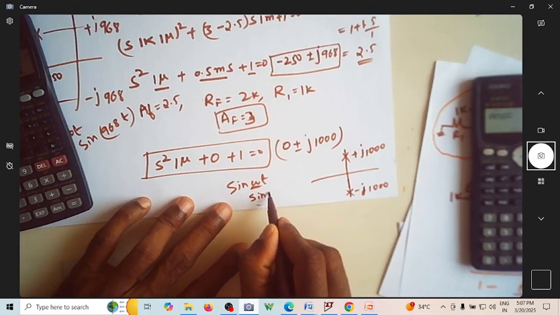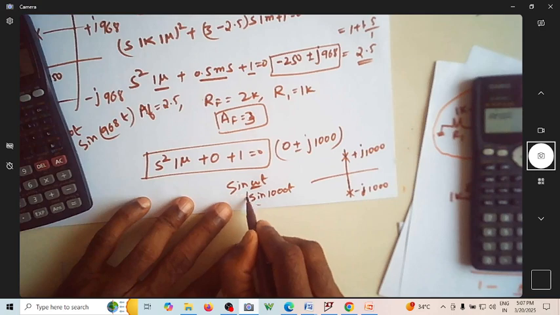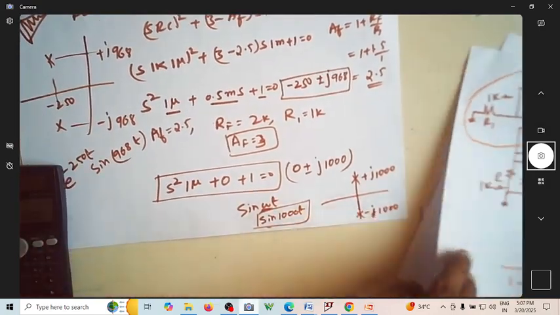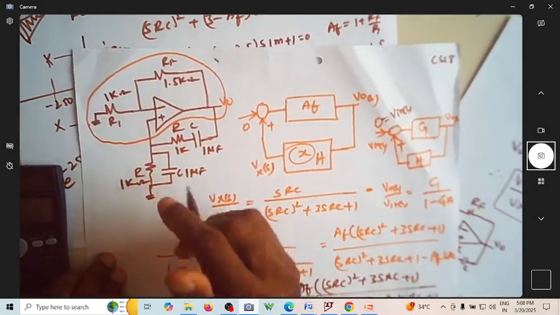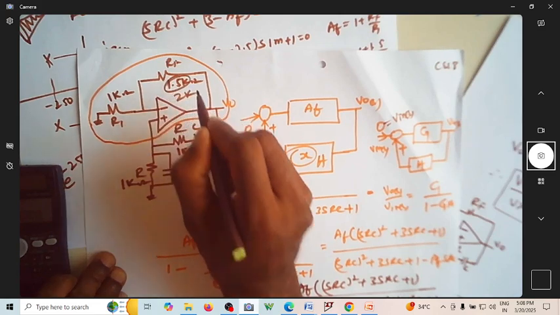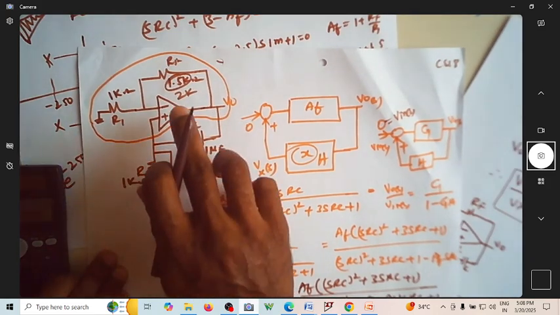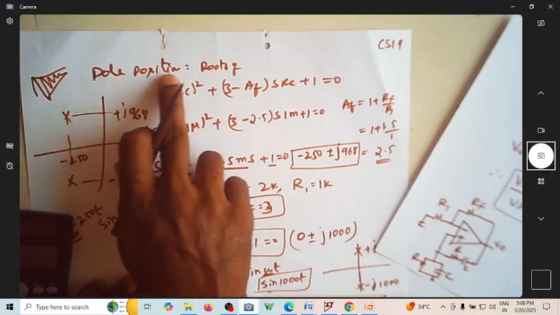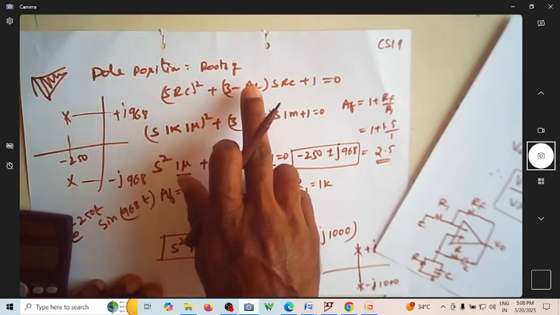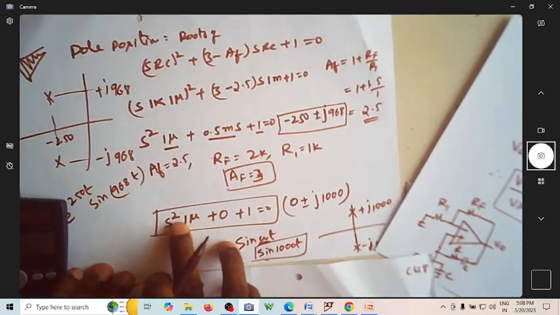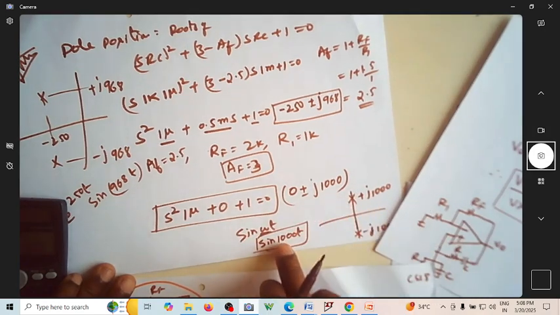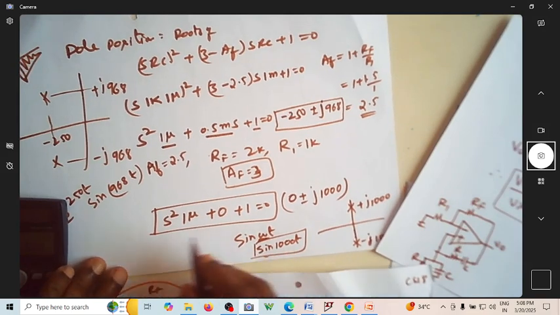So if you have poles sitting on the imaginary axis with the real term as 0, you will end up with sine 1000t as the output, meaning that you will get a pure sine wave from this circuit if this value becomes 2 kilo. If this becomes 2k, from this pole position equation, this will become 0. The moment this becomes 0, the poles which were complex will come onto the imaginary axis. Once they come onto the imaginary axis, the system starts oscillating at a frequency of 1000.